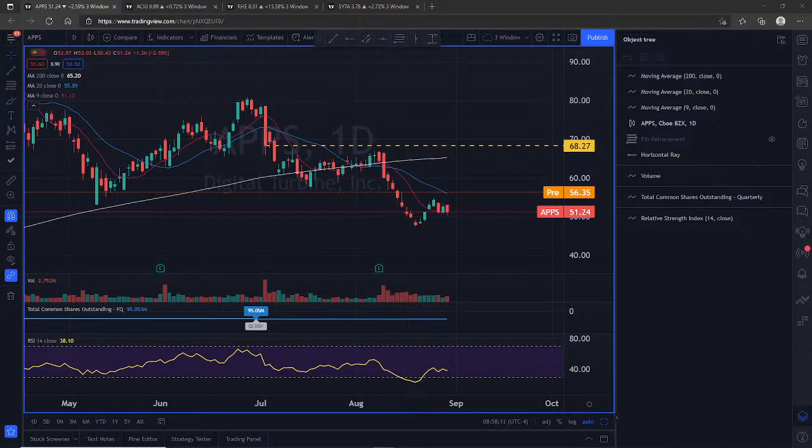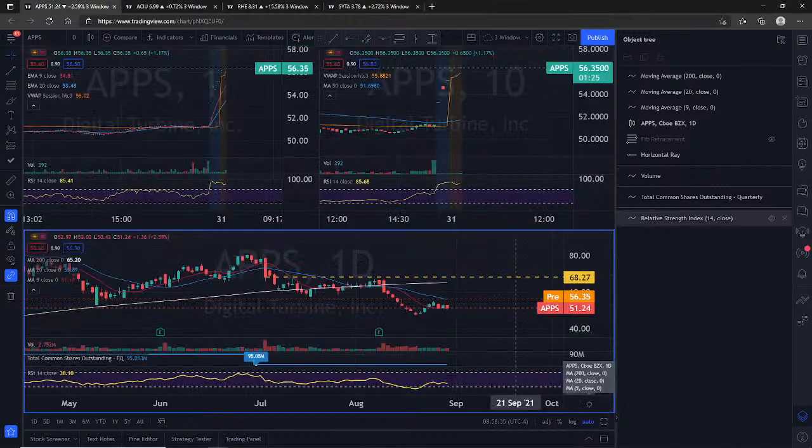So, first up, we have a company called Digital Turbine Incorporated, symbol APPS. This is a stock that I've traded a couple of times. I swing traded this quite some time ago, and I wish I had just held on to at least part of a position here.